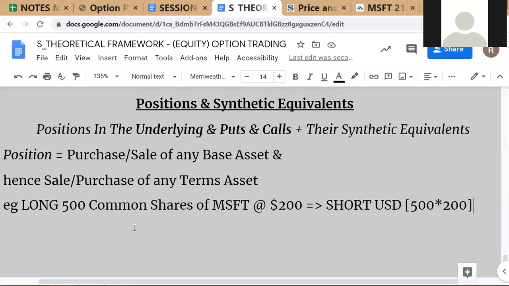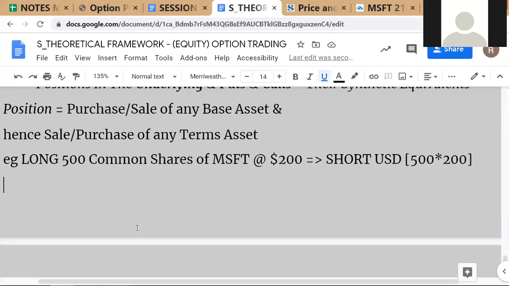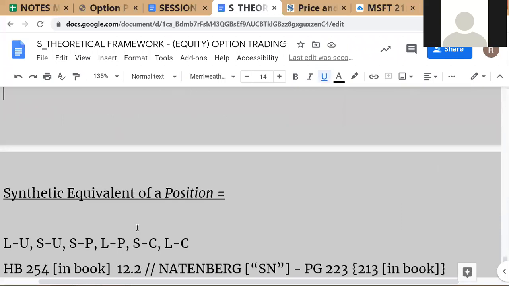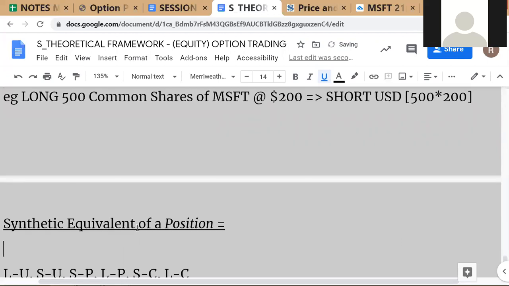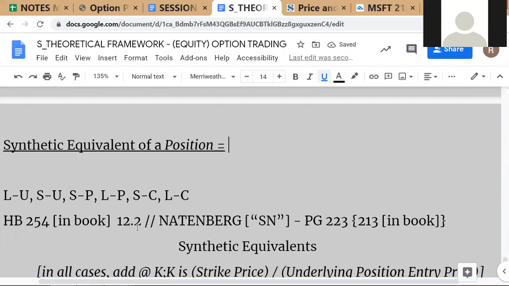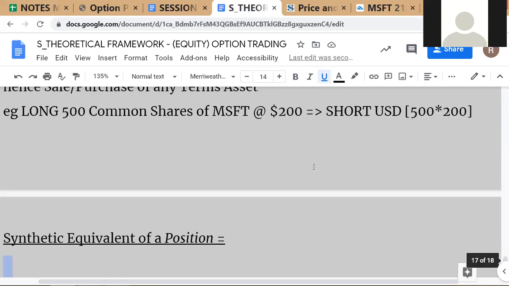Now the question is, what is the synthetic equivalent of this position? Right. So here, anybody wants to hazard a guess what a synthetic equivalent is? Sir, we short dollar for the same amount. Now here you're already short dollar in the position, right?